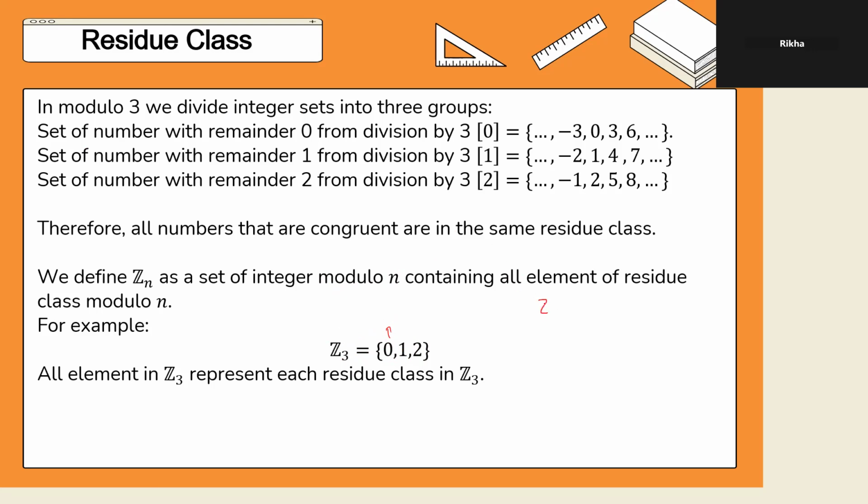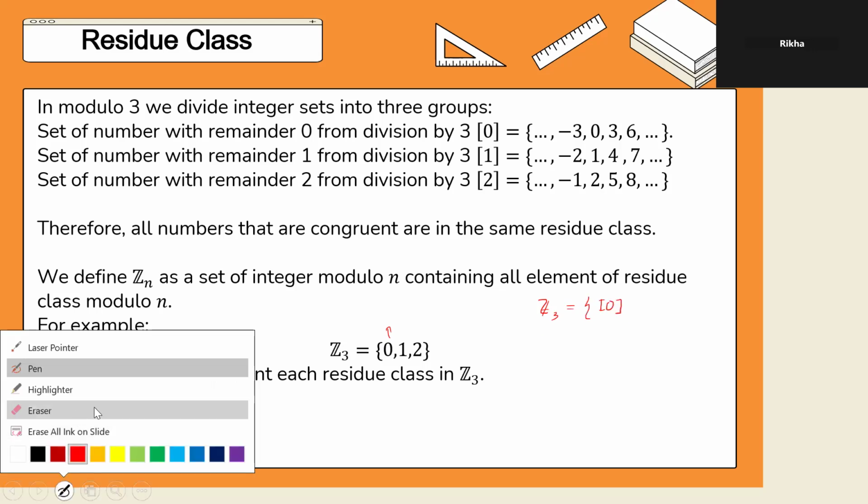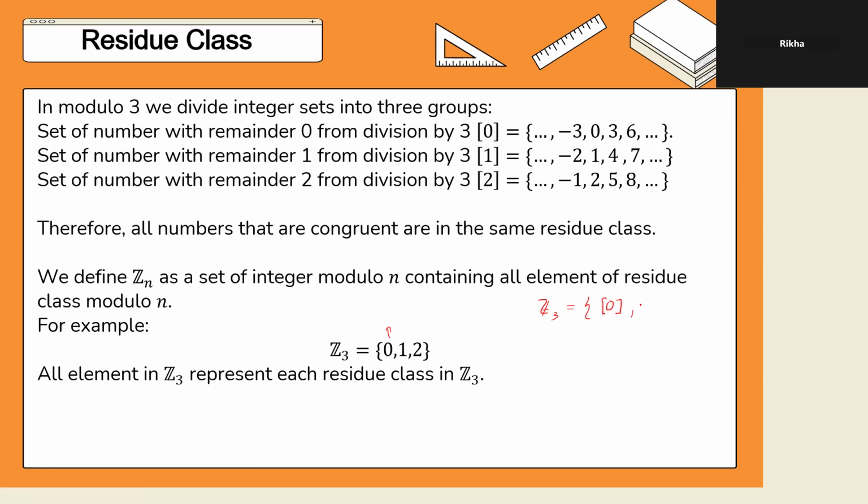We usually, sometimes people, instead of writing 0, 1, 2, they write it like this, just to make it clear that 0 here represents a lot of numbers. So 0 here represents -3, 3, 6, it's packed in here. And then 1 is representing -2, 4, 7, and extra. And then 2 is representing -1, 5, 8, and extra.